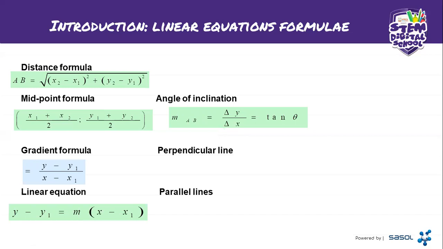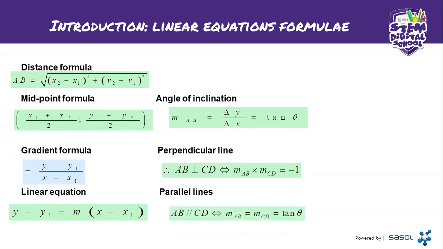Now we move into perpendicular lines. Remember, when we have, for instance, AB perpendicular to CD, then the gradient of AB multiplied by the gradient of CD must give you -1, right? Meaning two lines which are perpendicular to each other, their gradients give us -1 when you multiply them.